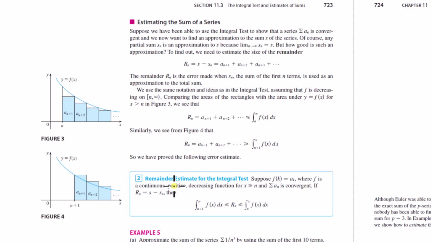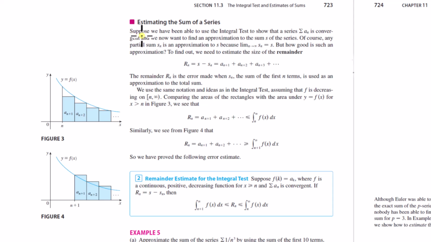if you want to know how accurate that sum is, you can use this remainder estimate for the integral test. And as you can imagine, in upcoming sections with other tests for convergence that are different from the integral test, those will have their own corresponding way of quantifying the accuracy of an approximation for the sum.